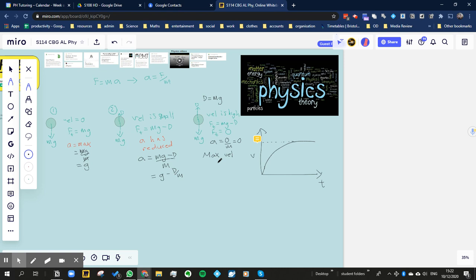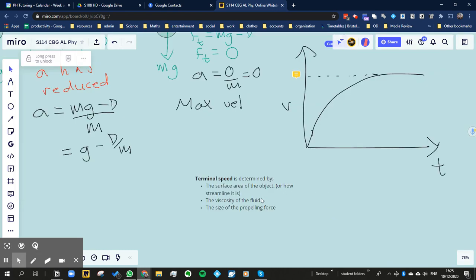I'm going to rewrite that until it makes complete sense. So this terminal speed is going to be determined by the surface area of the object. So imagine if it was really, really thin like a dart, it's going to go flying. And by the way, it's probably worth mentioning at this point, when I say surface area, I mean the surface area that is facing the direction it's moving.